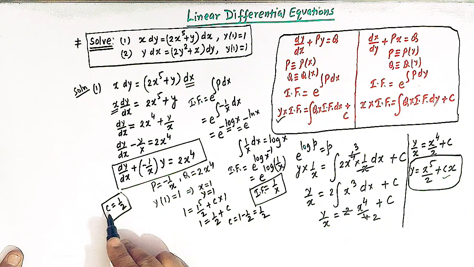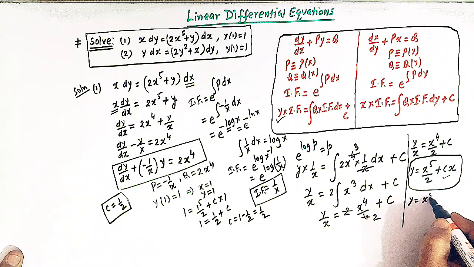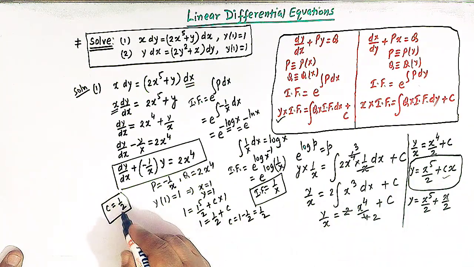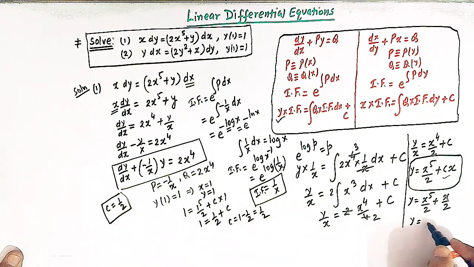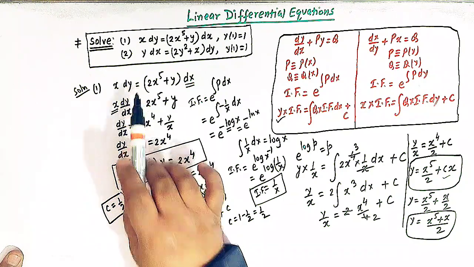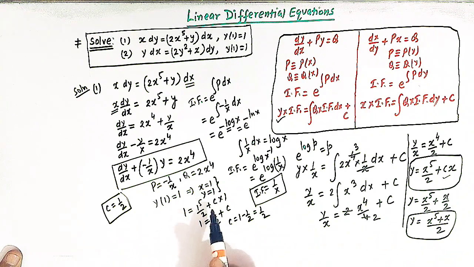So now taking c is equal to half in this equation, we have y is equal to x raised to 5 over 2 plus x over 2, right? So c is 1 over 2. So now we can write y is equal to x raised to 5 plus x over 2. So this is the particular solution of this differential equation when the boundary conditions are x is equal to 1 and y is equal to 1, right?